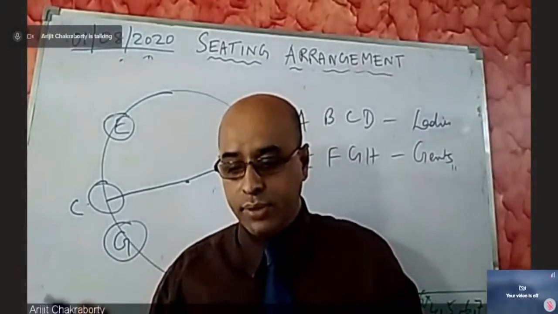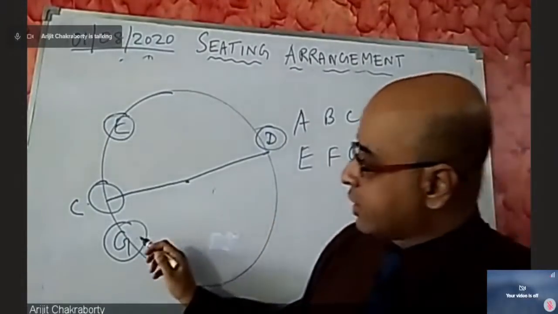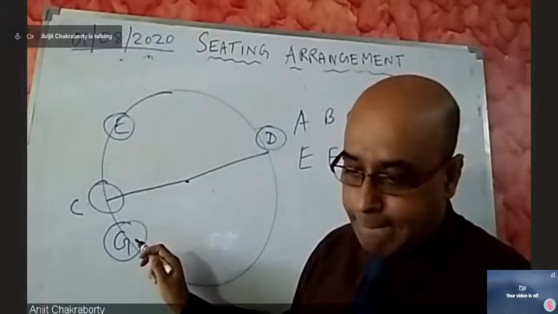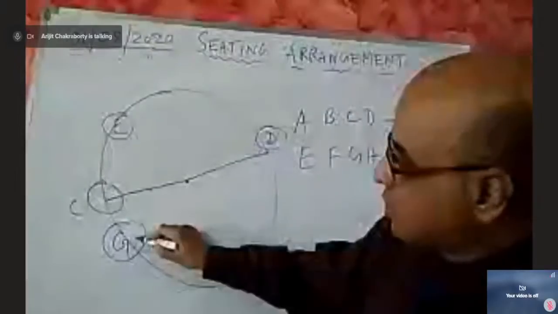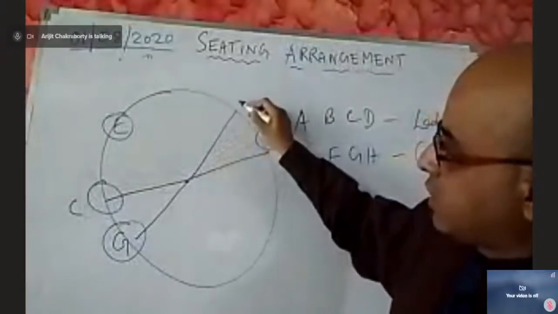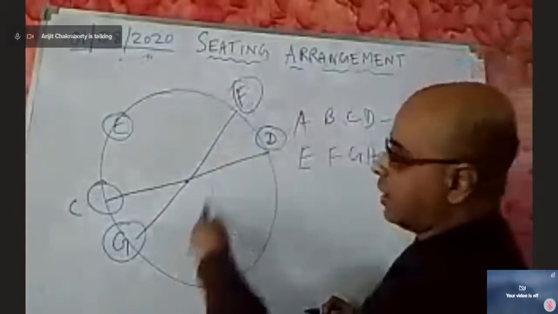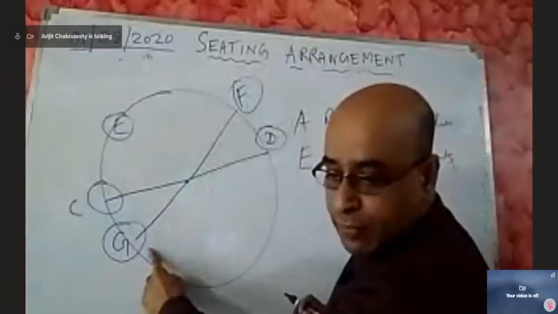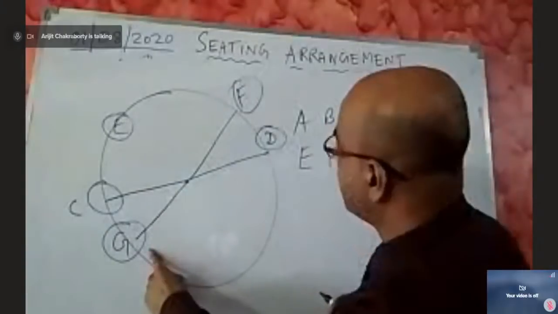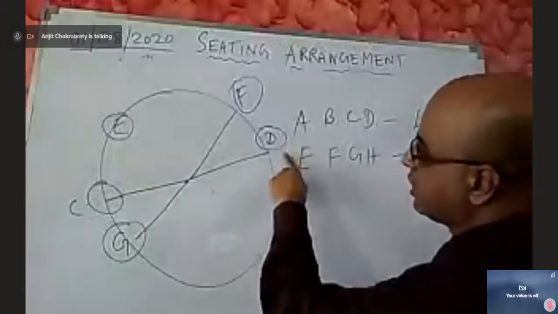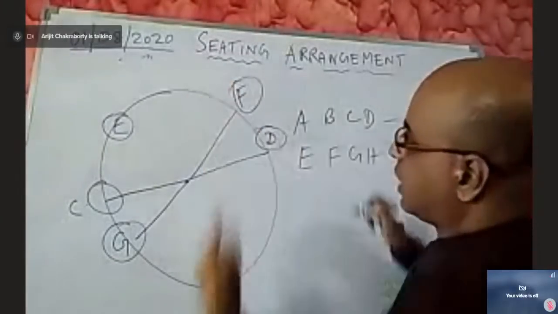F is sitting between D and A. Now F is sitting between D and A and facing G. So F is facing G, so I'll try to put F here. F is facing G and F is sitting between D on one side and A on the other side. So I am assuming A is sitting here.